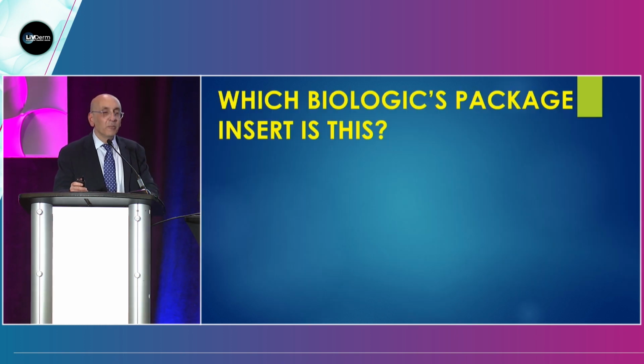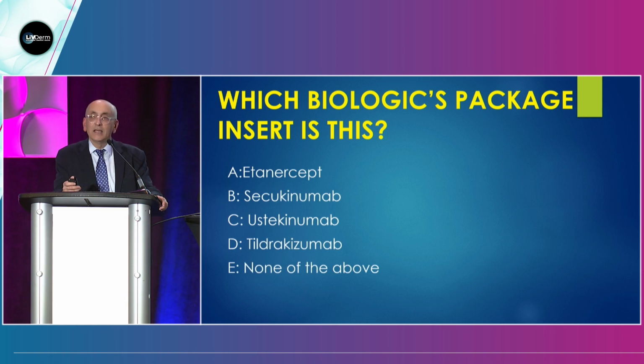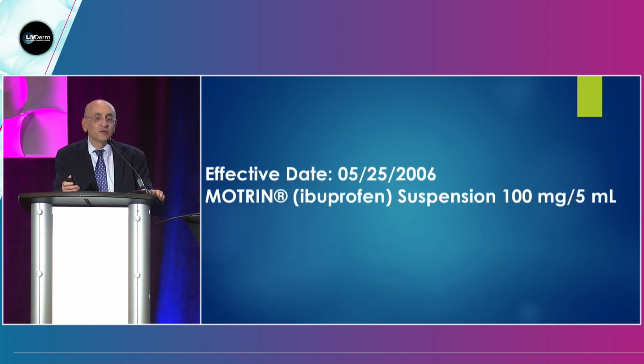So, what biologics package insert is this? A, etanercept, B, secukinumab, C, ustekinumab, D, tildrakizumab, E, none of the above. Actually, you would know the answer if you were paying attention to what Chris was saying. It's Motrin suspension, which my wife feeds my kids all the time. So, if you read a package insert, you probably will not prescribe any drug.